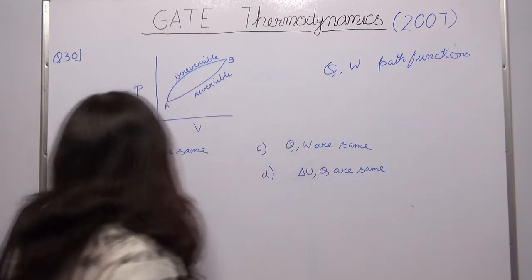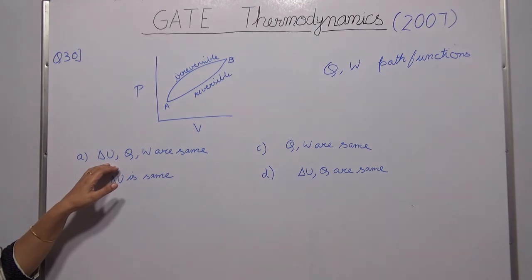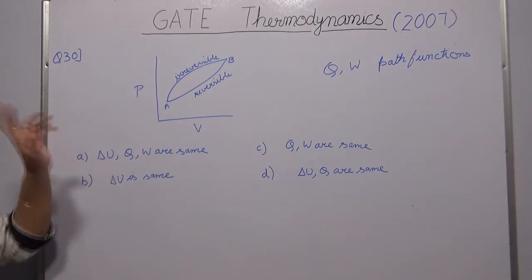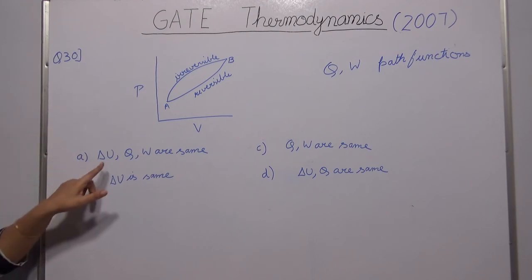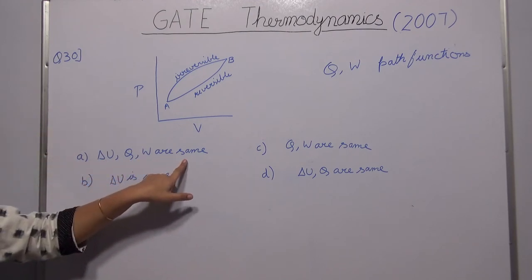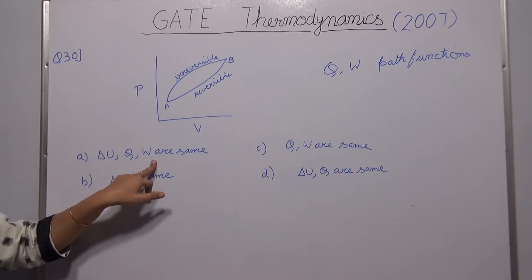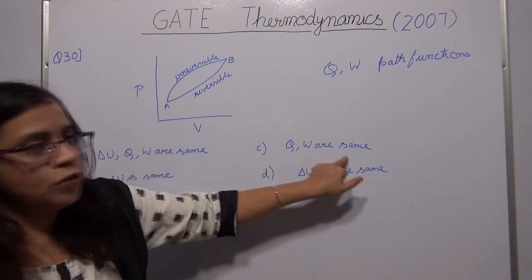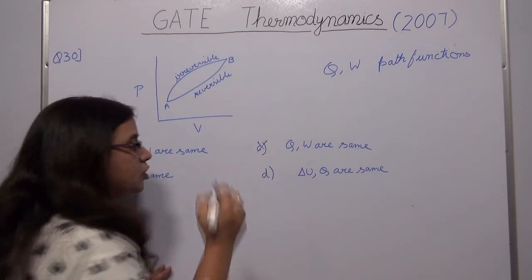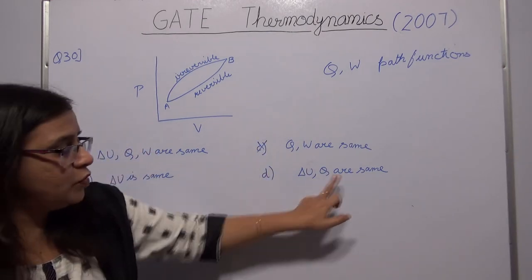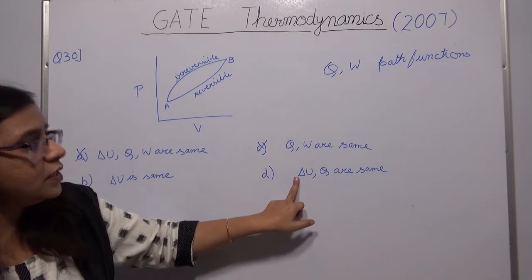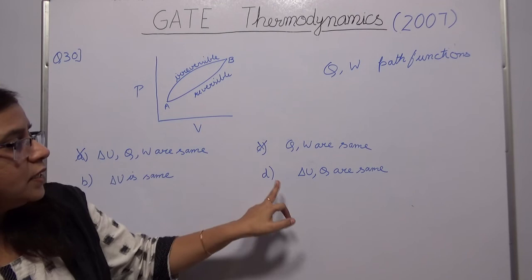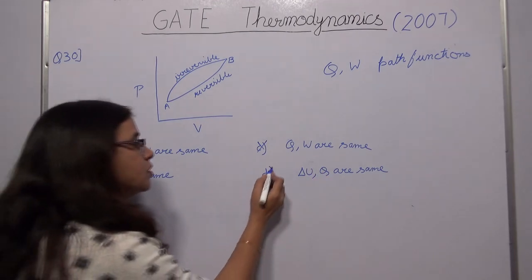And your change in internal energy, U, is a state function. So in this case, are delta U, Q, W the same for the two paths? No. Q and W are path functions, they will change. Are Q and W the same? No, these are path functions, they will change. Are delta U and Q the same? No. Q is a path function, delta U is a state function, it will be the same for both the paths, but Q will be different. So this is also wrong.